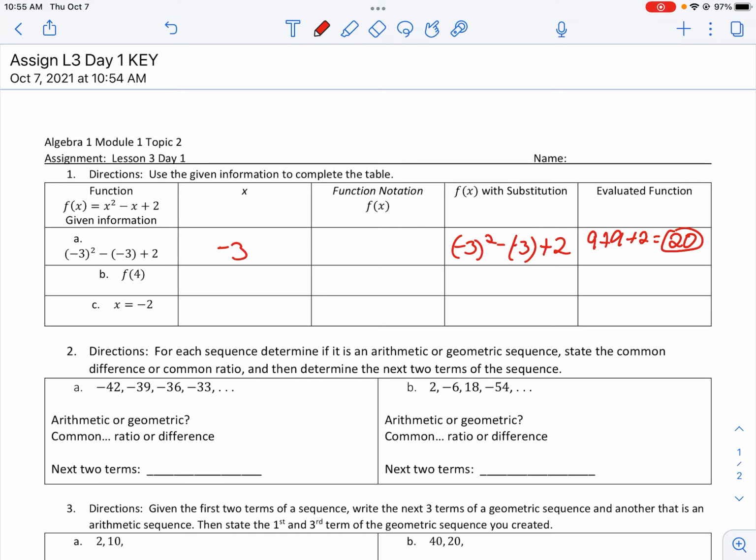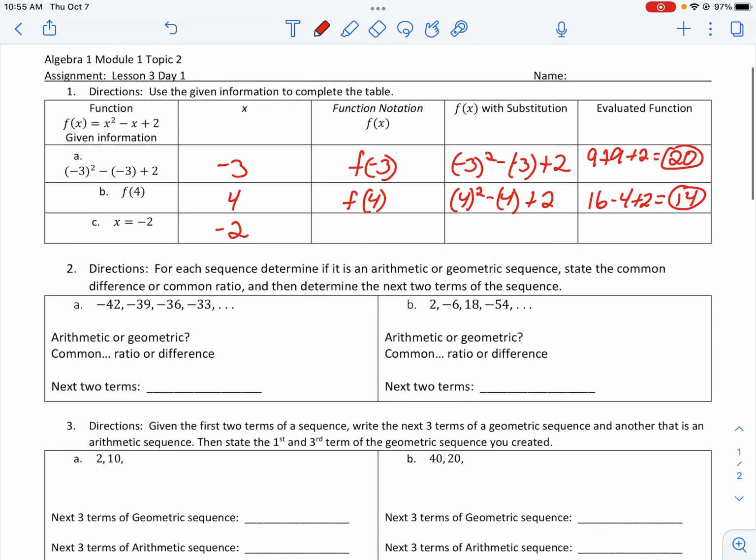That means x was representing -3, and when I substitute that in for the f of x, again, -3. Letter B, x is representing 4. So I replace 4 wherever I see x, and then I go ahead and evaluate that. 4 squared is 16, minus 4 plus 2. So 16 minus 4 is 12, and 12 plus 2 gives a value of 14.